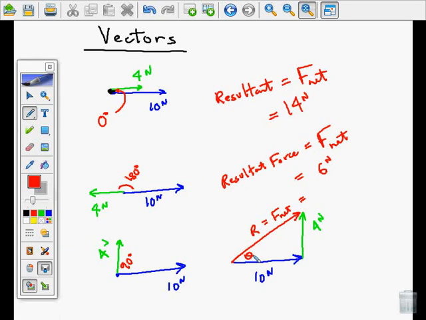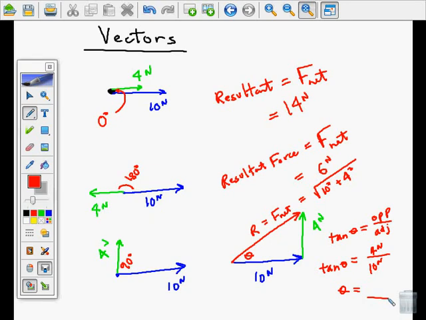Basically, in this case, it would be the square root of 10 squared plus 4 squared, which would be the square root of 116, whatever that comes out to. And then you'd have to use inverse tangent to get theta. So basically, the tangent of theta equals opposite over adjacent. So the tangent of theta would equal 4 newtons over 10 newtons. And then you take the inverse tangent and you get your angle.